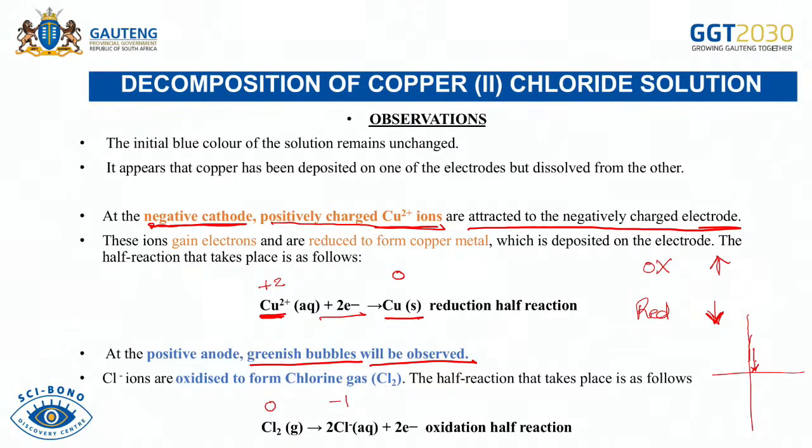It is -1. So what has happened in here? It has done what? It has lost the electrons. So there's oxidation that has happened. All right.